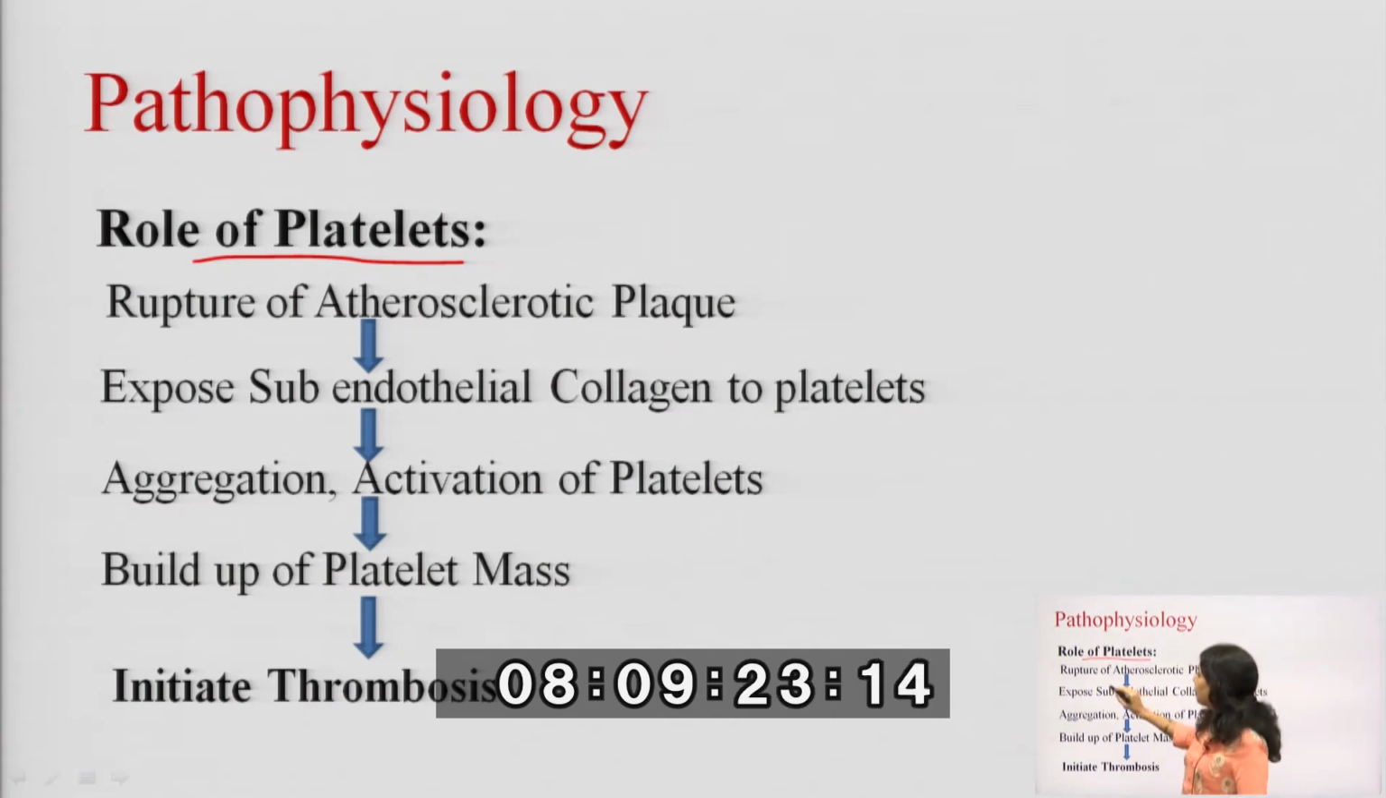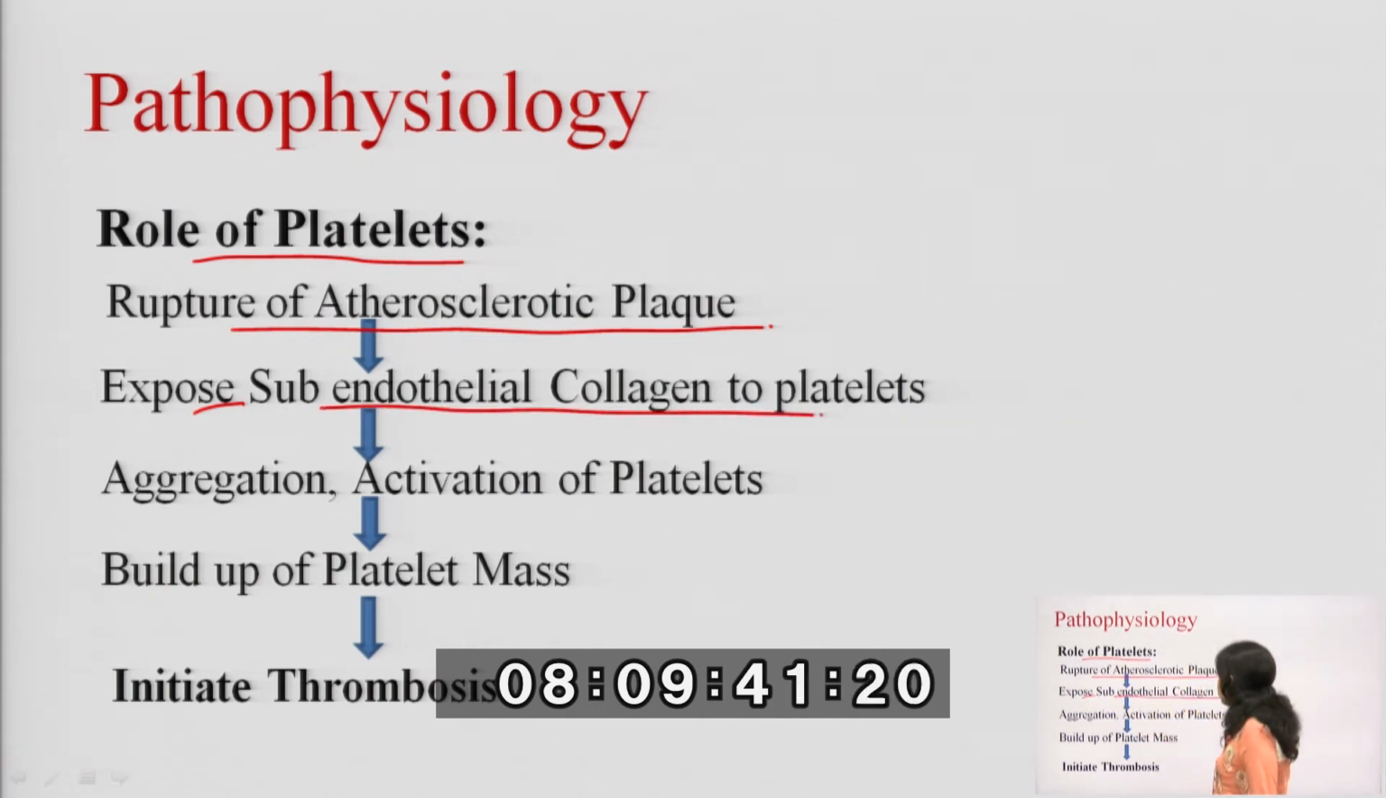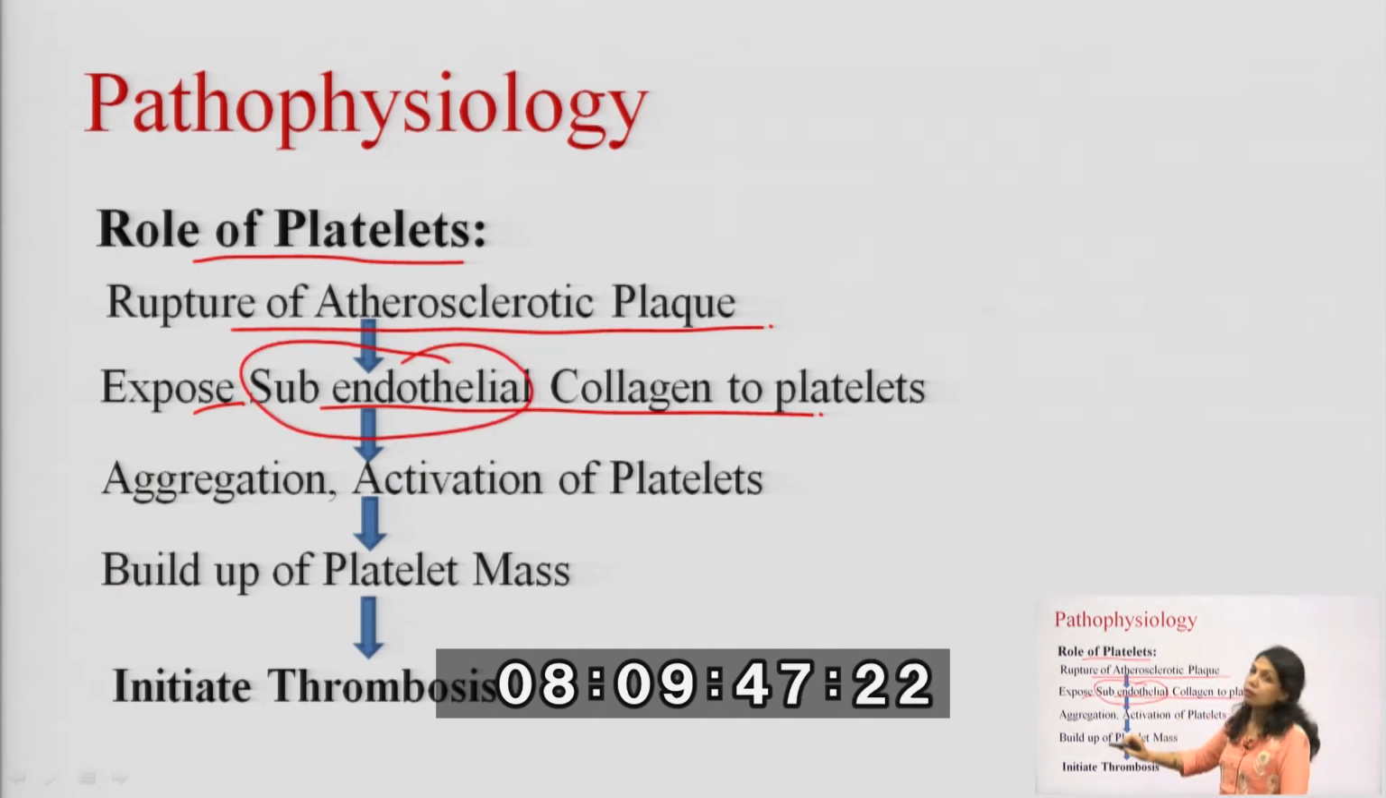So, what is happening? The rupture of atherosclerotic plaque. When there is atherosclerosis, or deposition of cholesterol, first of all, that cholesterol ruptures. After that what happens? It exposes the subendothelial collagen to the platelet. What does this mean? Subendothelial means the cells which are present below the endothelial lining.